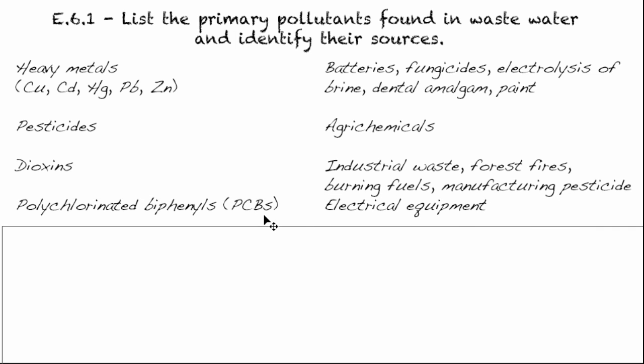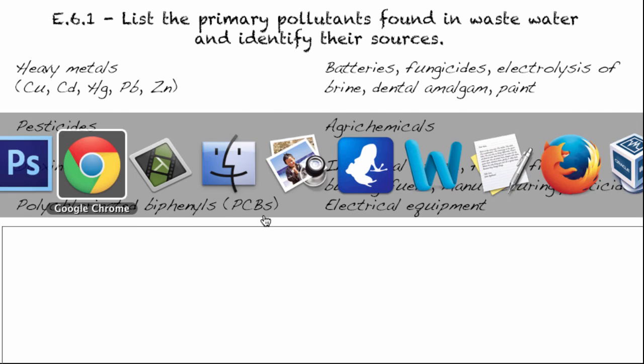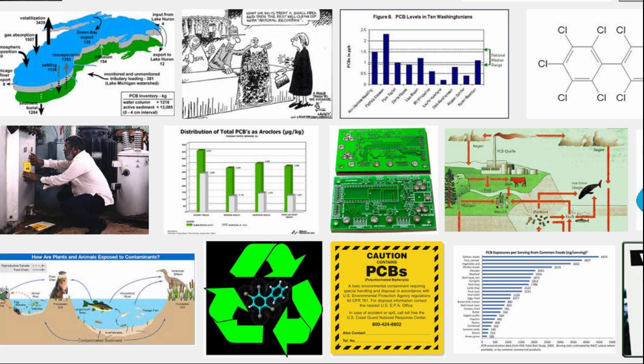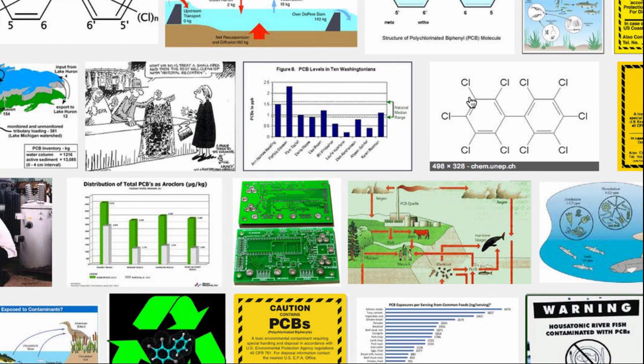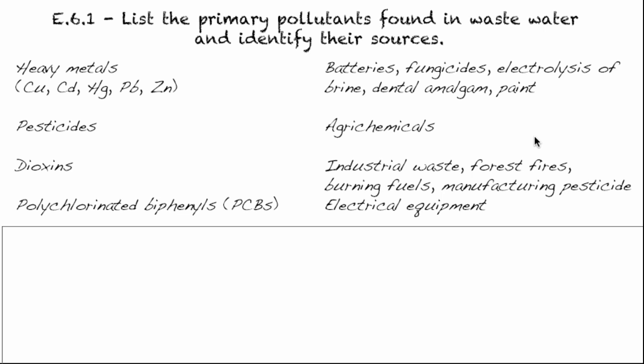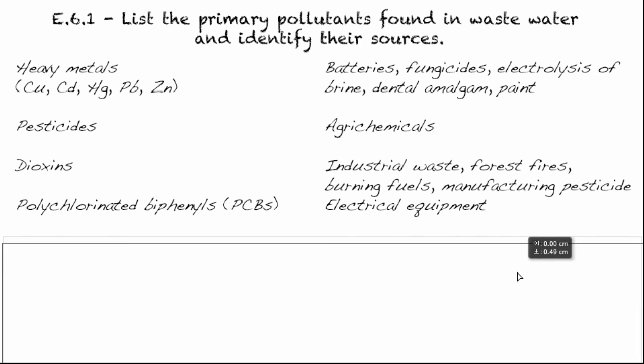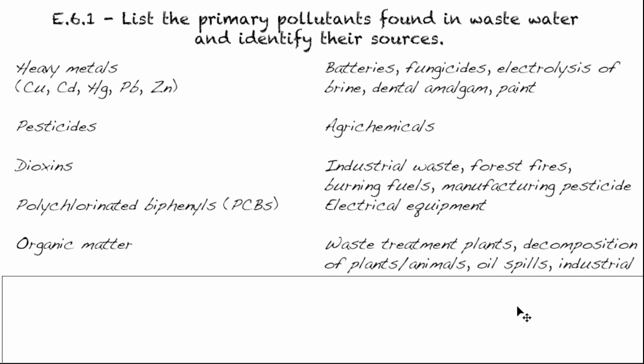PCBs, or polychlorinated biphenyls, we've heard this before, so you should actually connect it straight away to soil pollution. But basically, to reiterate, polychlorinated means many chlorines. Biphenyl, bi means two, phenyl means benzene groups. So that's basically coming from electrical equipment.